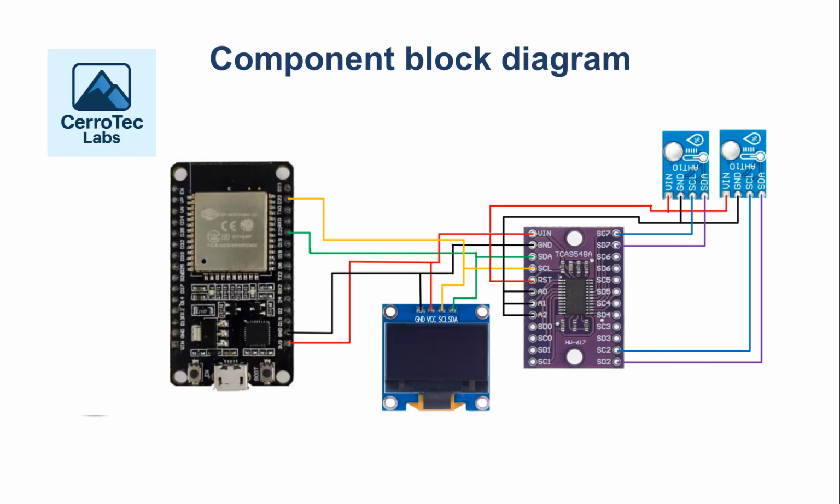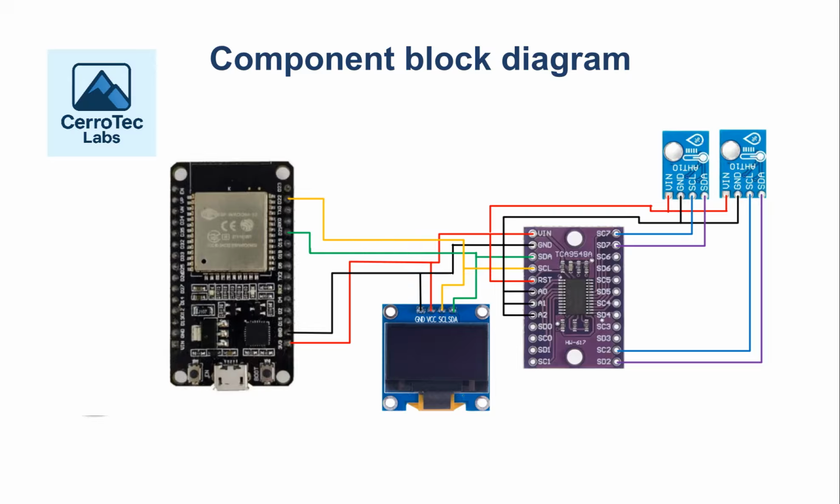The component block diagram shows how the components are wired. I am using an ESP32, an OLED display, two AHT10 sensors and a TCA9548A I2C bus multiplexer. The ESP32 is the I2C master and the OLED, TCA9548A and AHT devices are slave devices. The VCC pins on the OLED, TCA9548A and AHT10 devices are wired to the 3v3 pin of the ESP32.